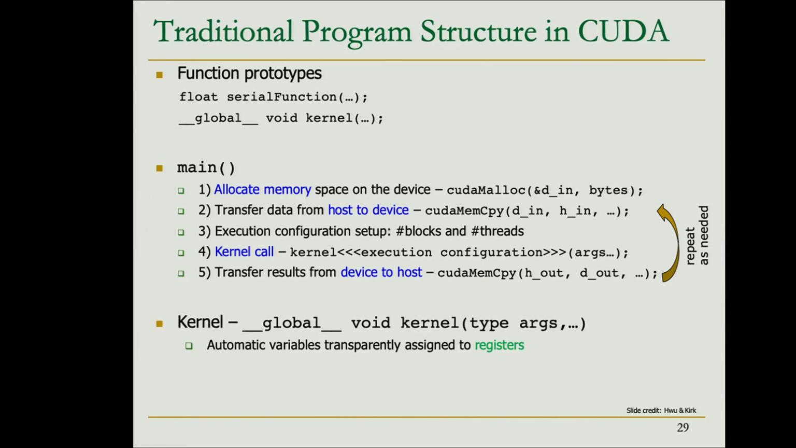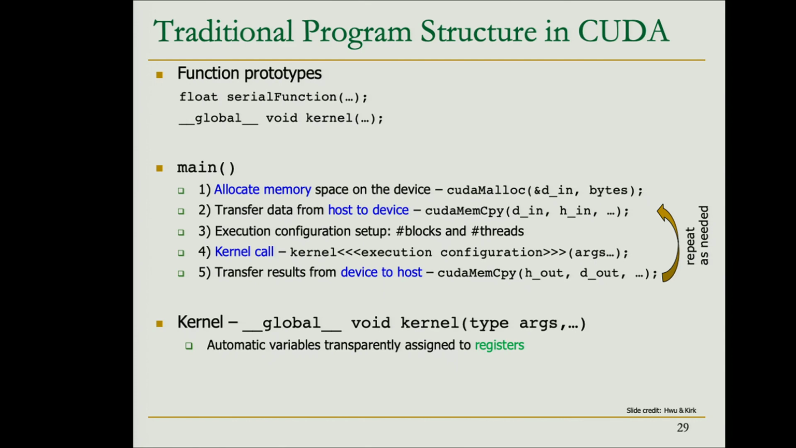Okay, as you can see here on top, but also here as well, when we write a kernel, when we write a GPU function, we need to qualify it with this __global__ qualifier, to identify it and to distinguish it from a regular CPU function, that float serial function that you have on top.